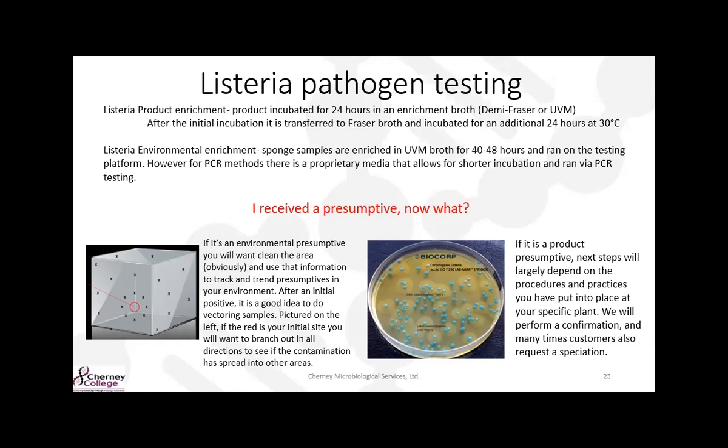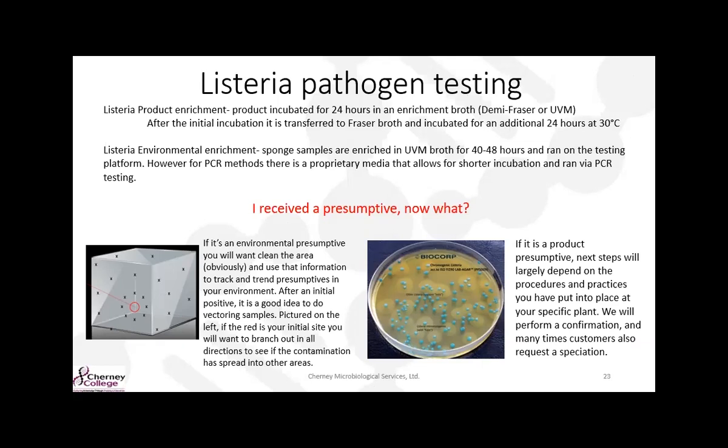So if you've got a presumptive, you got a call from us and we notified you, it's kind of that same thing. If you found it in your environment, you're going to want to track and trend, and then it's always a good idea to do that vectoring. If it's a presumptive product, it's going to depend on what procedures you have in place. We'll automatically start a confirmation and make sure that Listeria is there.